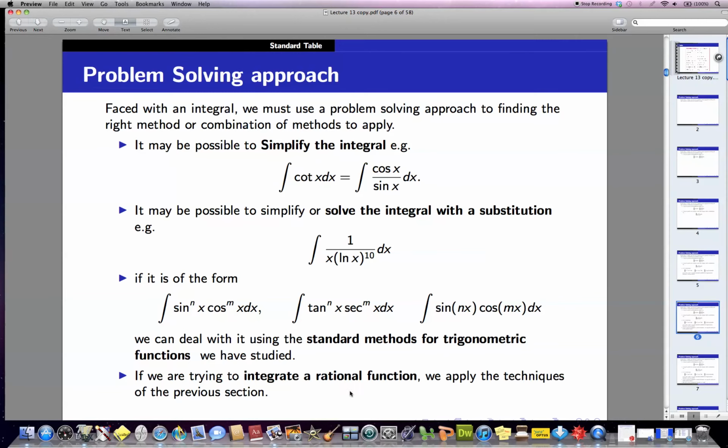If you're faced with a rational function, then obviously the method of partial fractions will work. However, you need to be a little bit careful because sometimes the method of substitution, a simple substitution, will work, and it's overkill to apply the method of partial fractions.